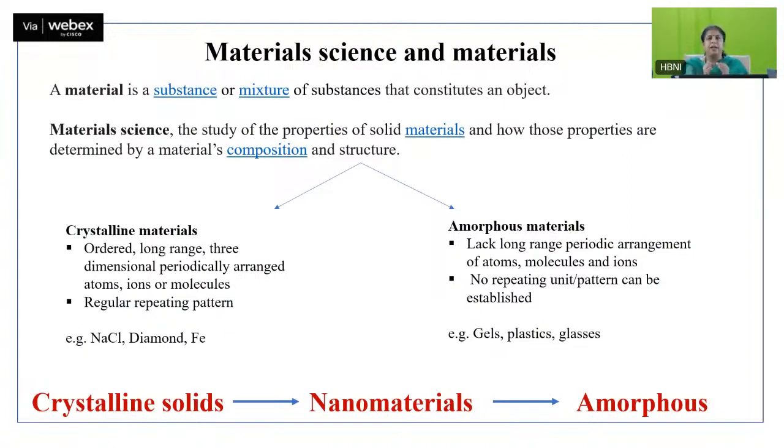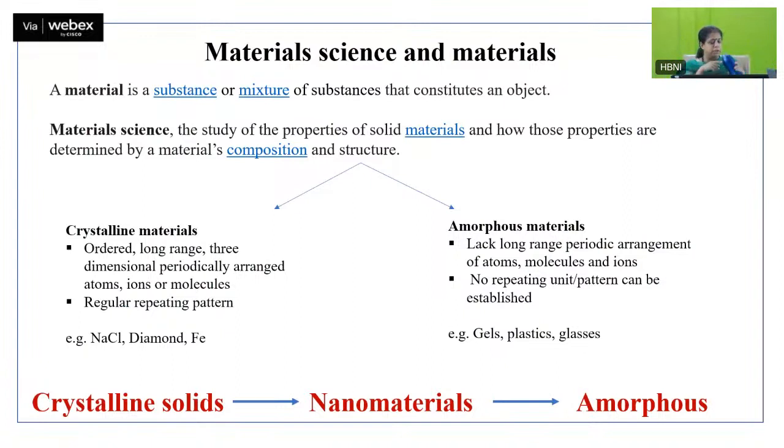That shows that we have to start here, and this is how your solid state chemistry and general materials chemistry gain significance. So what is material science? It is basically the study of properties of solid materials and how those properties are influenced by the material's composition and structure.